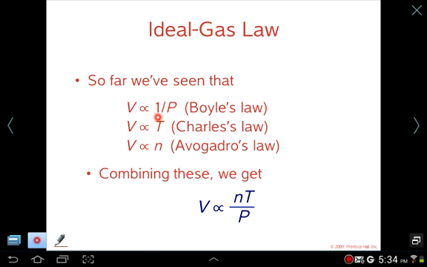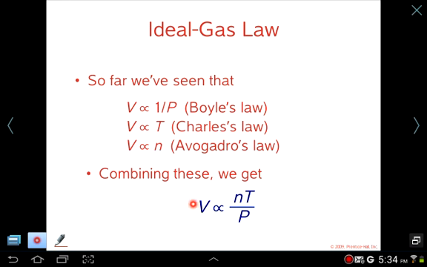And then we said that Charles' law dealt with volume and temperature. Those were directly related. And then volume and moles were dealt with Avogadro's law, also directly related. What we could do, essentially, is combine these three into one. And here's what we get.